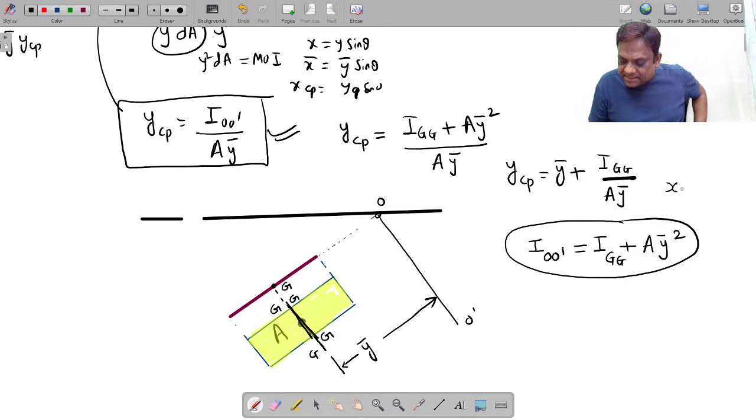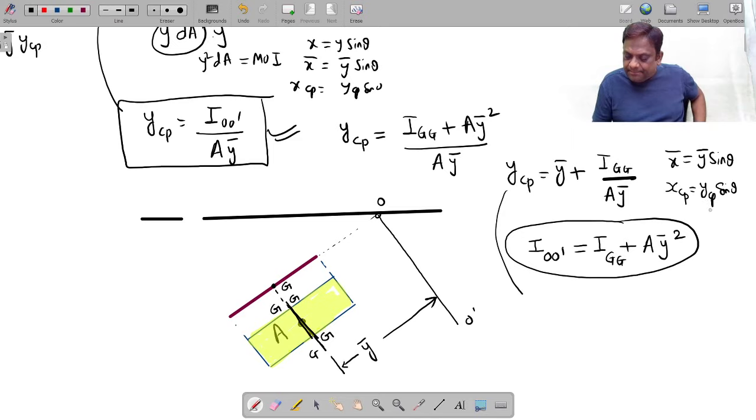Now XCP is YCP sin theta, already I had told you. So x bar is equal to y bar sin theta. All these I have told. So can I write YCP as XCP by sin theta? Yes, XCP by sin theta. And what is y bar? From this, y bar is x bar by sin theta.